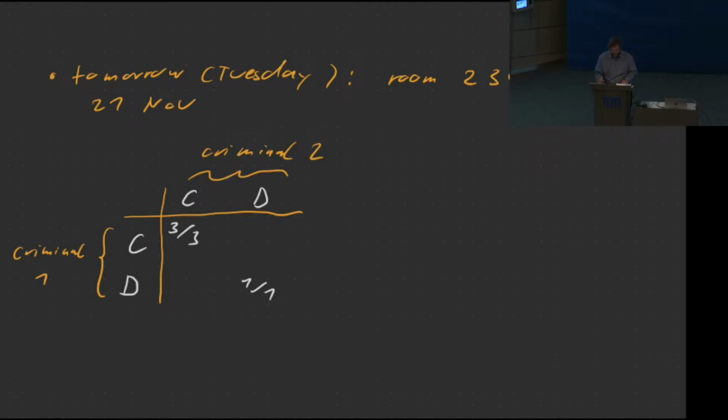Now, if one denies and one confesses, right, what happens here is the one that denies the crime will even get 7 years. So in this case, criminal 1 denies, criminal 2 confesses. So here, criminal 1 will get 7 years, criminal 2 will walk free, so 0 years. And in this case here, it's just the other way around. So here, the first criminal confesses, so he walks free, and the second one denies, so he'll even get 7 years.